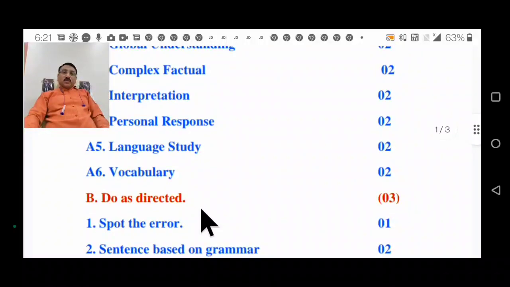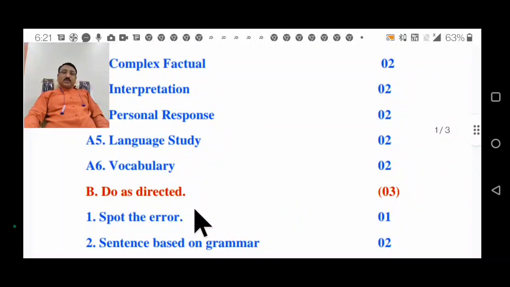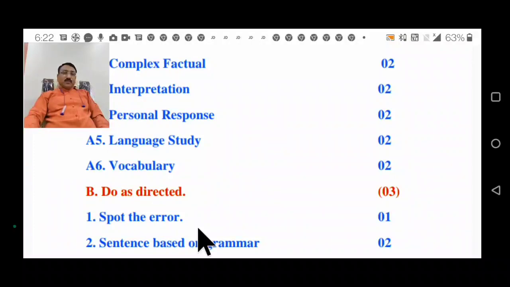In the question number 1B, which is entitled Do as Directed, here the students will have 3 sentences. The first sentence will be given with a particular mistake, a particular error at the level of preposition, at the level of article, at the level of tense, at the level of correct use of pronouns, at the level of correct use of conjunction.